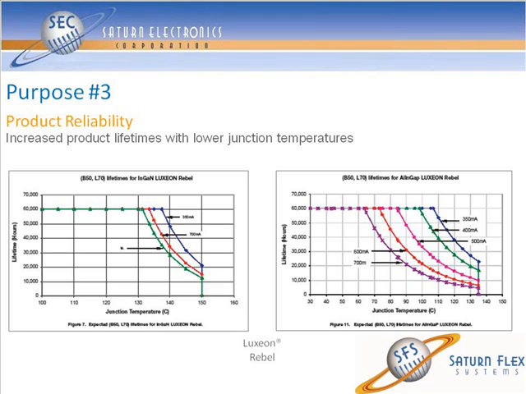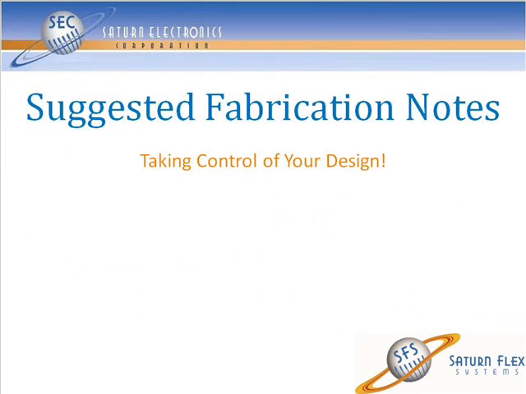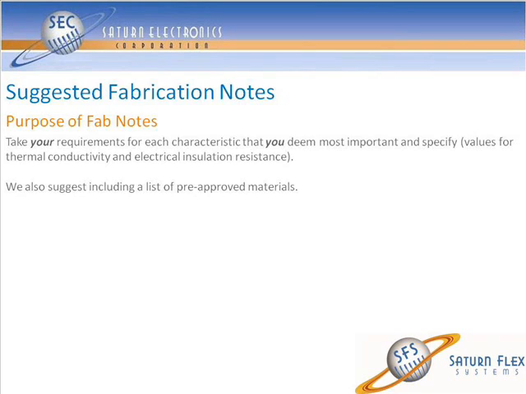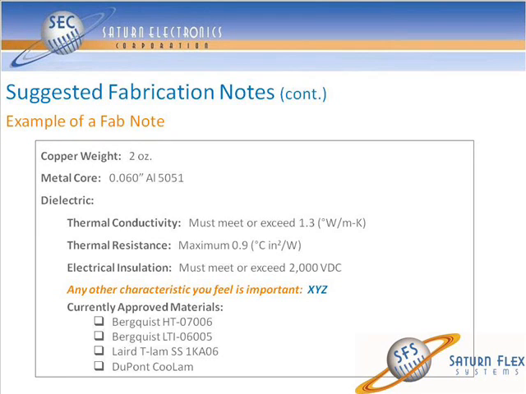So again, what should your fab notes look like? I'm a big proponent of fab notes being done the right way, because I get burned as a PCB fabricator when they're written a little bit improperly. So again, the purpose: what do you deem to be most important? What are those product characteristics? You're going to have your copper weight, your metal type. And here's where I see a lot of people lacking: the thermal conductivity. Truly, you should probably focus just on the thermal resistance, because that's a real performance indicator, as well as electrical insulation.